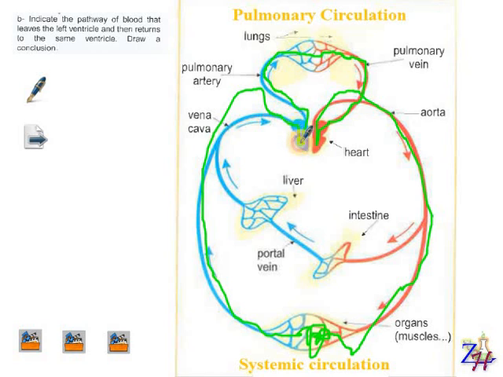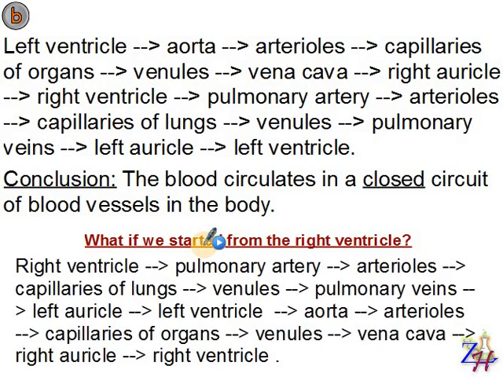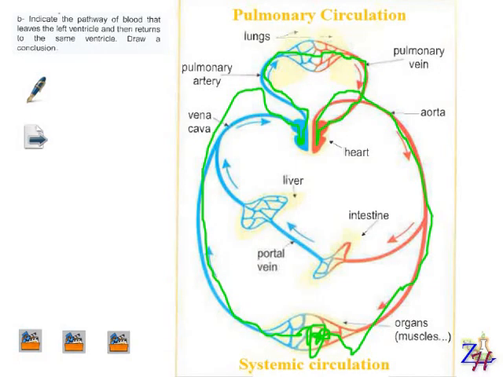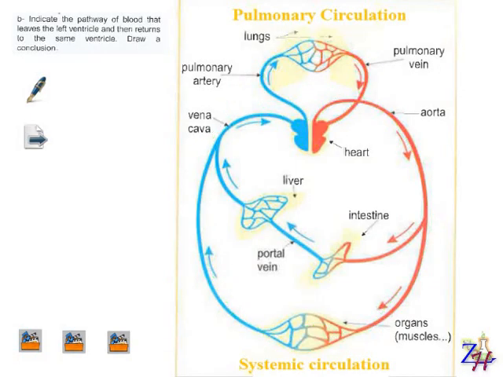So we ended up in the same point where we started. So no matter from where we start, we will end in the same place because the blood circulates in a closed circuit. So we can write, if we start from the right ventricle and draw the pathway, we will end also in the right ventricle. Don't forget to write these notes in your copybook. Pause the video and copy them. Now I want you just to look here before we go to part C.